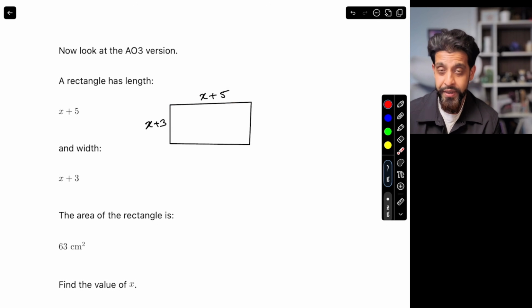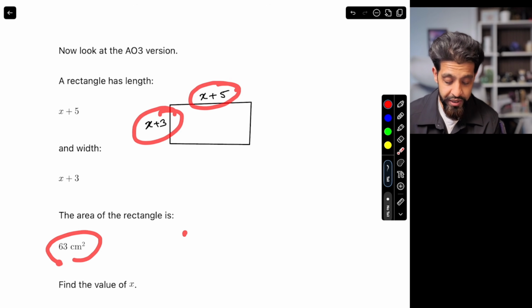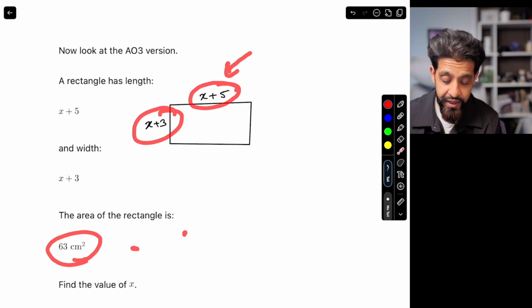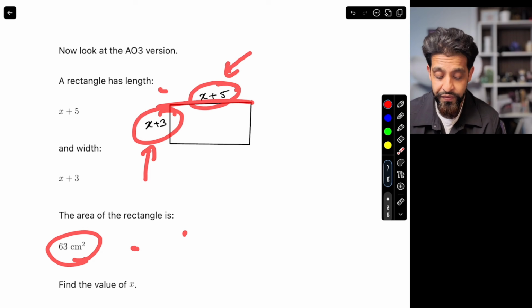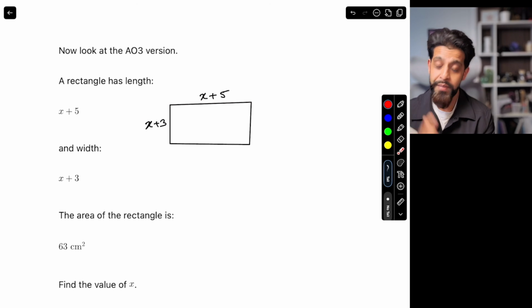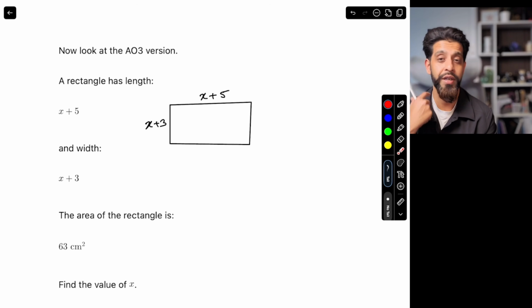And if you're asked to find the perimeter for this same question, then you have to do the same thing. You have to expand these brackets, make it equal to 63, expand the brackets, then solve for x, and then once you find x, you're going to put it back in here, and then you have a full length. And then you're going to add them together and find the perimeter. So can you see how the same question has been transformed to an AO3 version? And this is something that students will have to recognize for themselves.